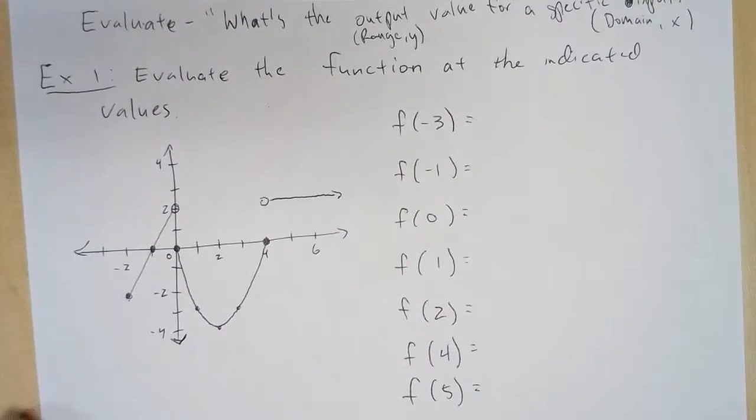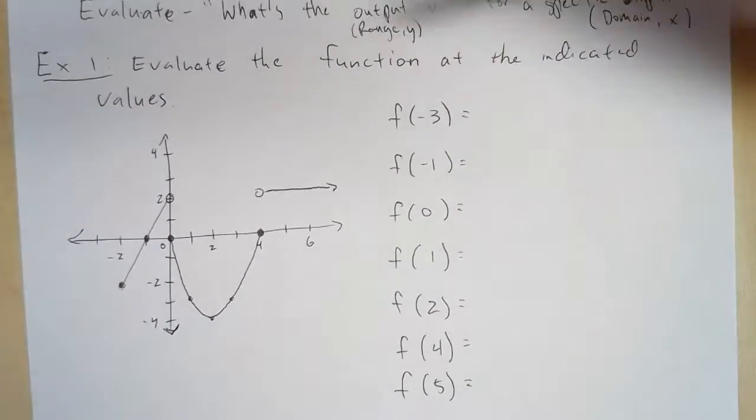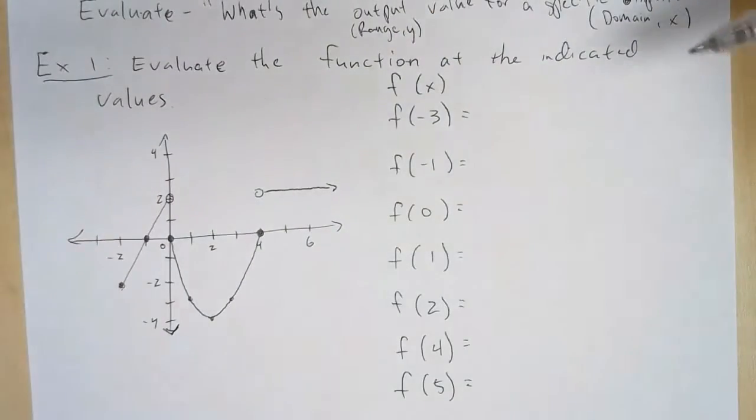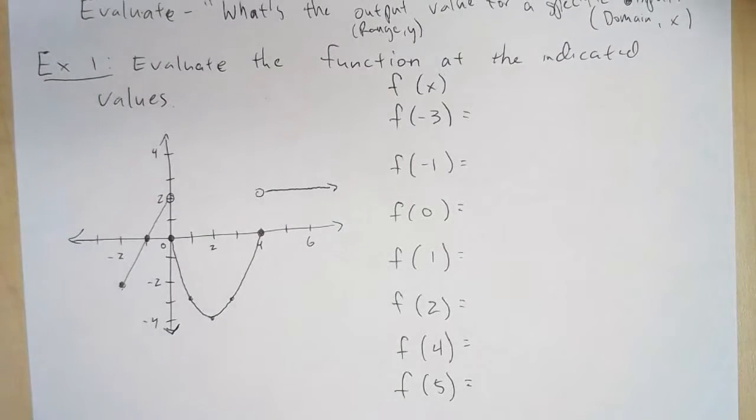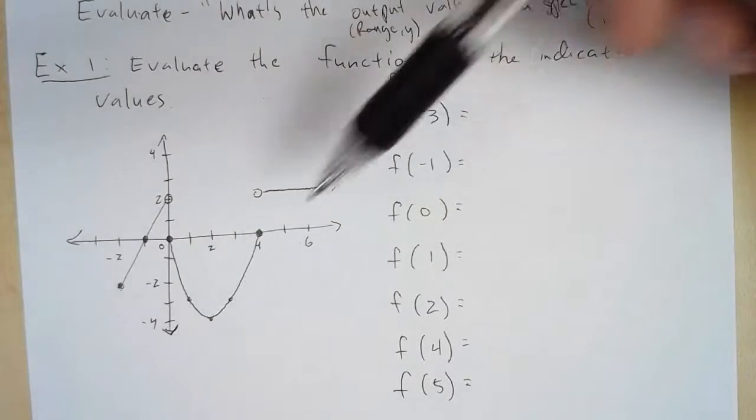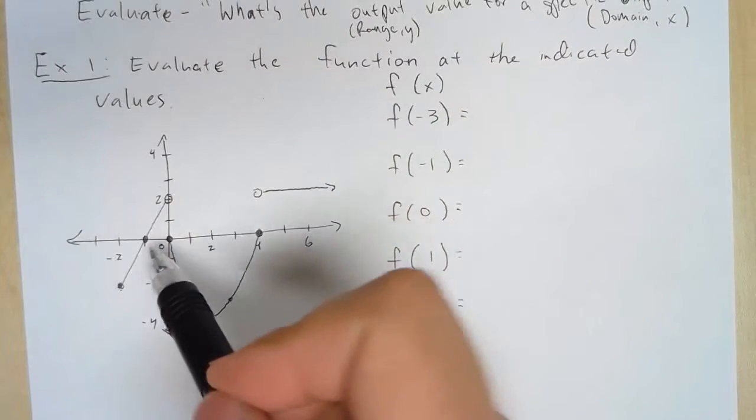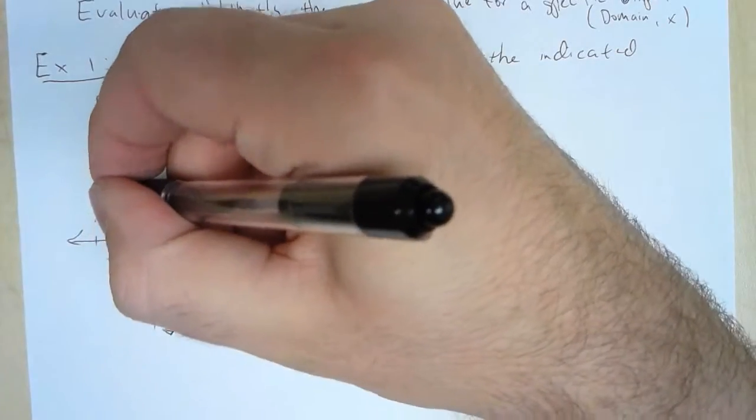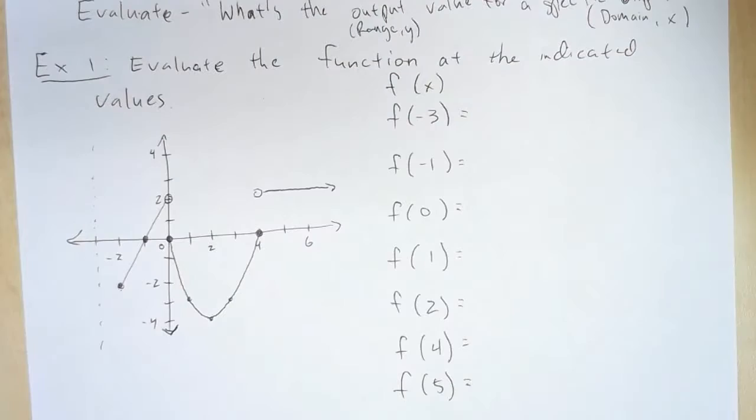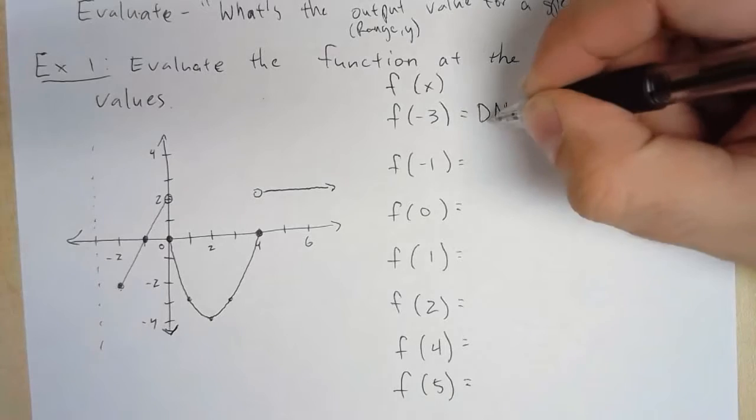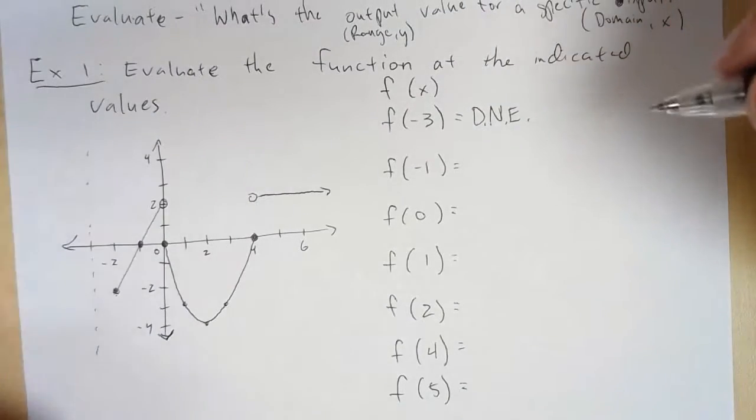So if we look at this graph, when we say evaluate the function at the indicated values, we're saying for f of x, which is this graph that's over here, it's all funky looking because it's piecewise, what's the y value for a specific x value of this thing. So my x value here is negative 3. So if I have an x value of negative 3, what's my y value? Well, because there's nothing on that line, this does not exist. Does not exist because there's nothing there that can meet that value.